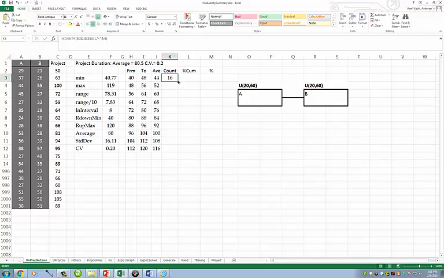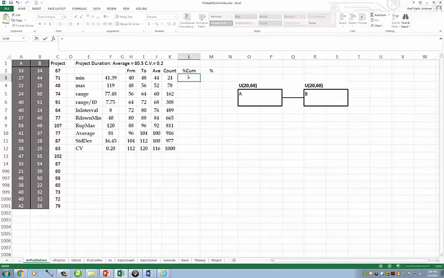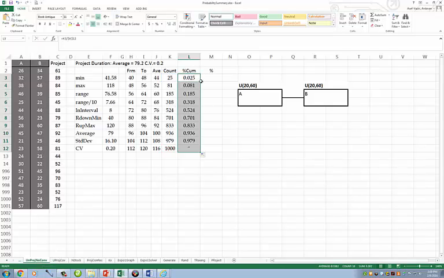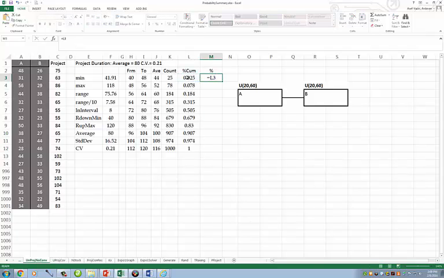This is the number of observations in that category, and then I copy it down. From 40 to 56, 74 observations. From 40 to 80, 524 observations, and from 40 to 116, 1,000 observations. Then I compute the percentages or frequencies. I get each number divided by the summation, and I lock the summation because I'm going to copy it down. Copy it down.